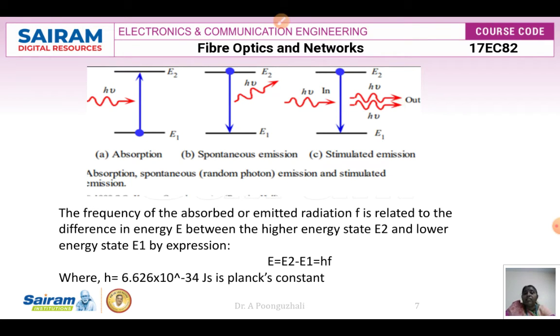So we say that the frequency of the absorbed or the emitted radiation is related to the difference in energy between the higher energy state and the lower energy state. It can be given as E equal to E2 minus E1, that is equal to h mu, where h is the Planck's constant, which is given as 6.626 into 10 power minus 34 joule seconds.